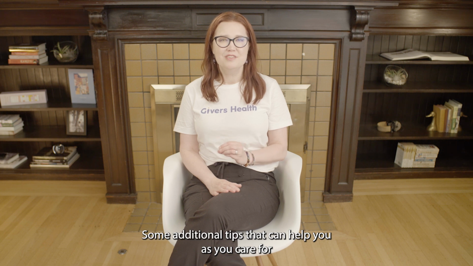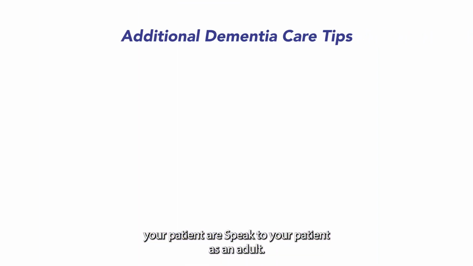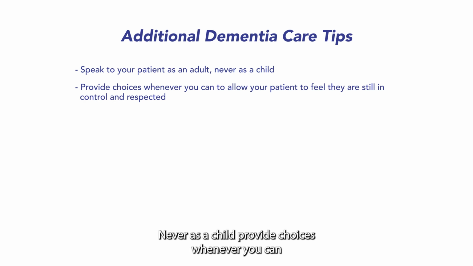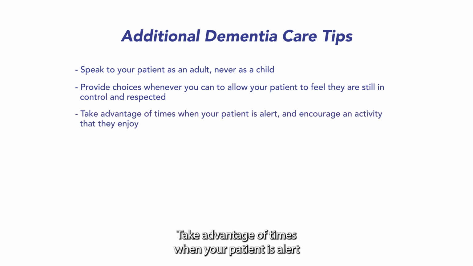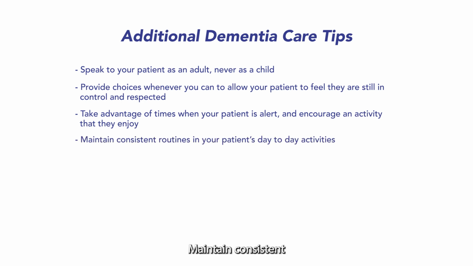Some additional tips that can help you as you care for your patient are: Speak to your patient as an adult, never as a child. Provide choices whenever you can to allow your patient to feel they're still in control and respected. Take advantage of times when your patient is alert and encourage an activity they enjoy.